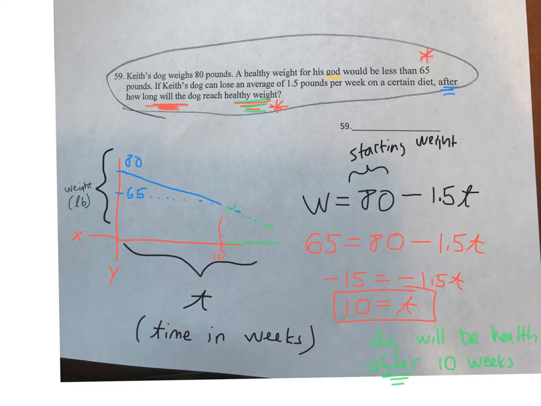All right. Now, student, friend at home, if you don't want to graph it, that's fine. But sometimes graphing the situation makes it easier to come up with the equation. You could have also written the equation as W equals negative 1.5t plus 80, where 80 is the y-intercept and negative 1.5 is the slope. That would have been fine as well. And this is not drawn to scale. It should be a steeper slope downward, but it's okay.